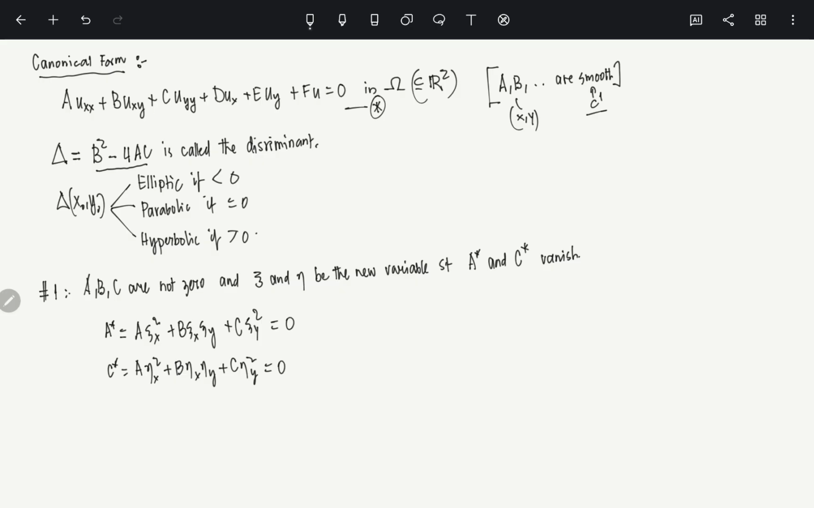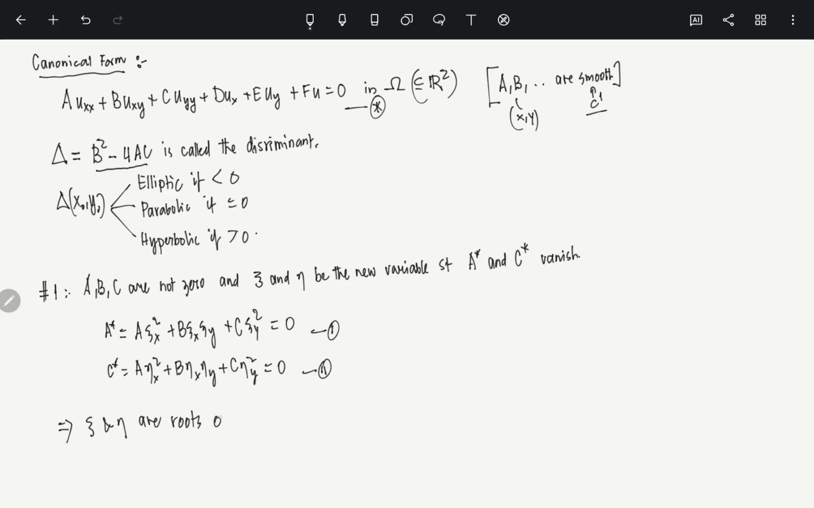Yes, and you see, these two equations are basically the same. If you think about it, 1 and 2 are basically the same, and it means that xi and eta solve 1 and 2. This implies that xi and eta are roots of this equation, right?